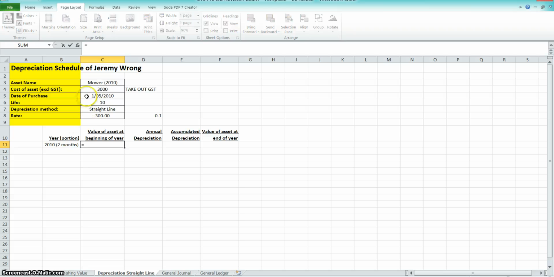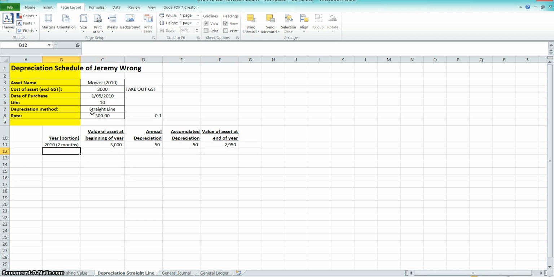So the value of the asset at the beginning of the year is 3,000. Annual depreciation would be 300, except you have to remember we have to multiply it by 2 months out of 12. She only owned it for 2 months. Accumulated depreciation in the first year will always be equal to annual depreciation in the first year only. And then the value of the asset at the end of the year will be the original value minus that annual depreciation.